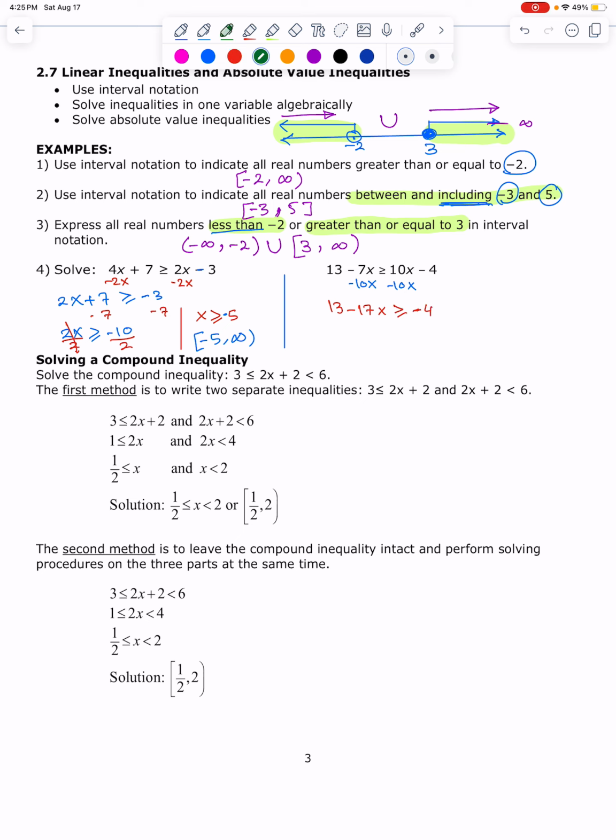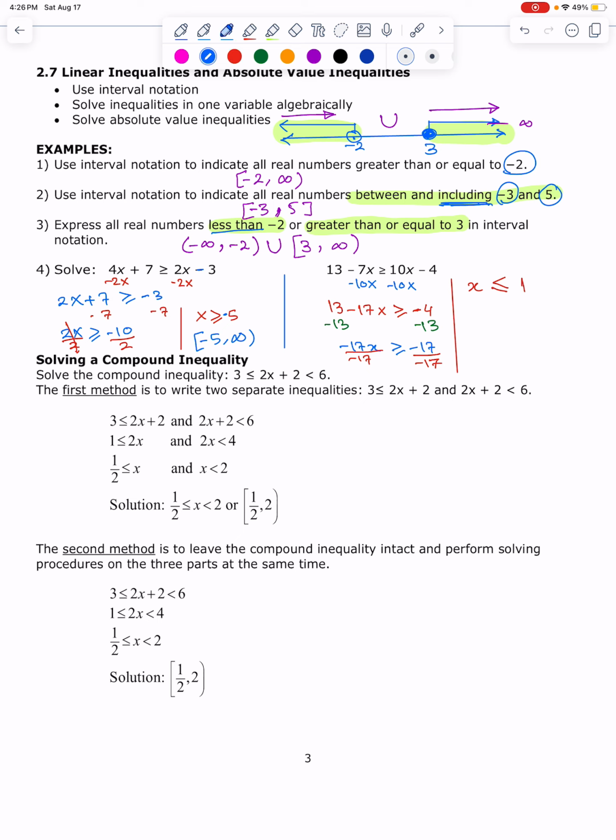Now I want to remove this 13 from the left-hand side, so I'm going to subtract 13 from both sides of the inequality. What I get is -17x is greater than or equal to -17. I'm going to divide both sides by -17. Now the flipping is going to happen in the next step. Because I divided with a negative number here, I will have x is less than or equal to 1.